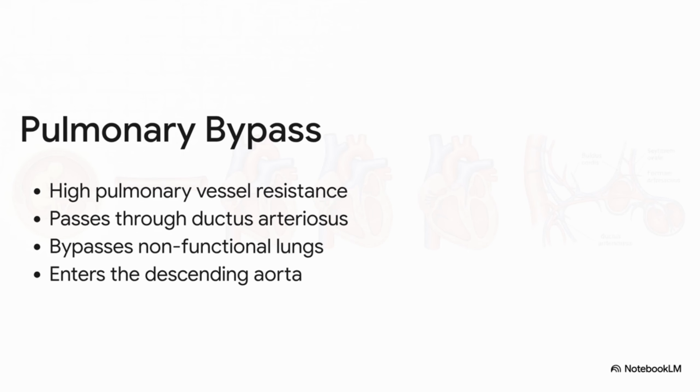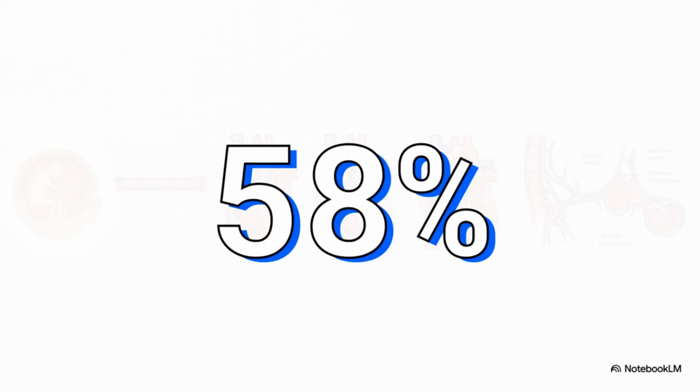Because of this, the fetal pulmonary vessel resistance is incredibly high. It's like trying to push water through a closed door. So the blood takes the path of least resistance. It's forced through our second major shunt, the ductus arteriosus, dumping directly into the descending aorta, completely bypassing those non-functional lungs. Once it's in the descending aorta, this blood mixes with the flow coming from the proximal aorta. By the time this blood courses all the way down the descending aorta and reaches the two umbilical arteries, heading back to the placenta to get reoxygenated, its oxygen saturation has plummeted to roughly 58%.